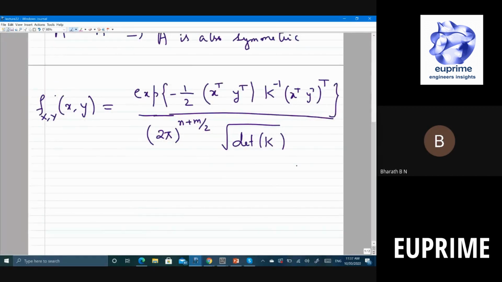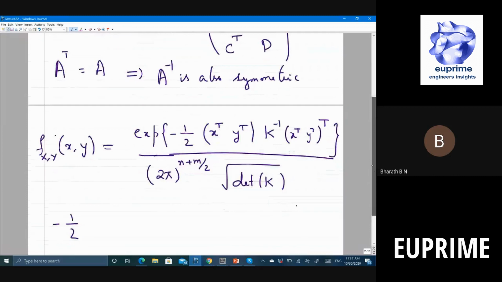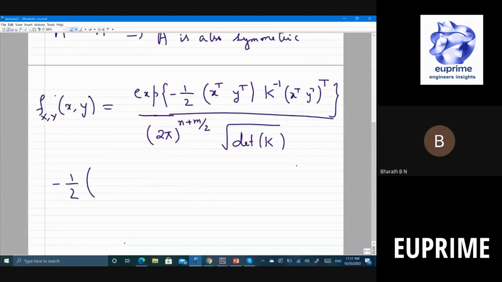Now I can write the exponent in the following way. The exponent would be minus half, x transpose y transpose K inverse. K inverse is this matrix B, C, C transpose, D. If I plug it in there, I get x transpose Bx plus x transpose Cy plus y transpose C transpose x plus y transpose Dy. This would be the exponent. Do you agree?